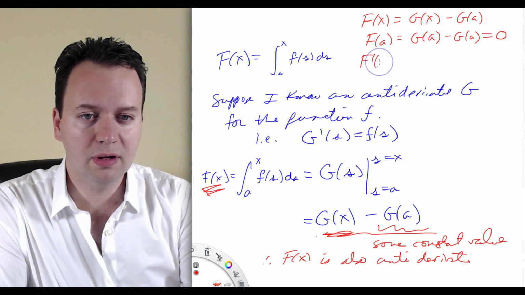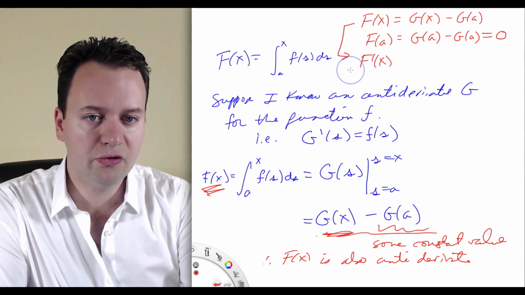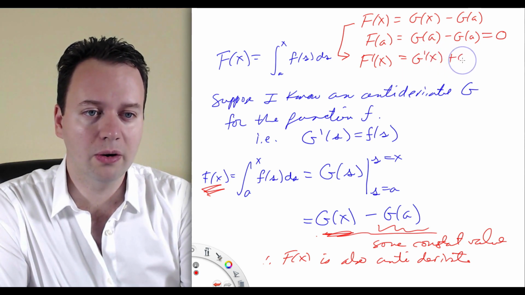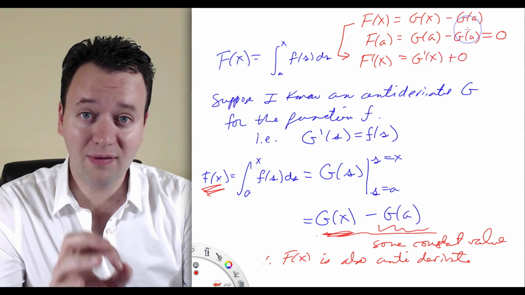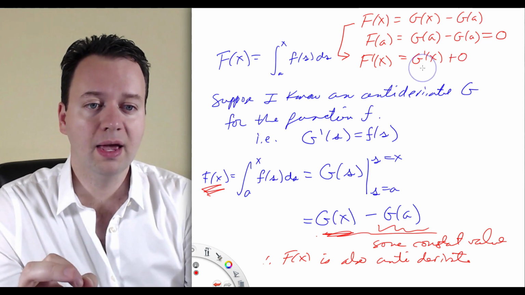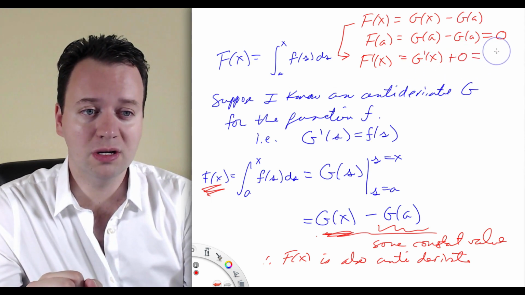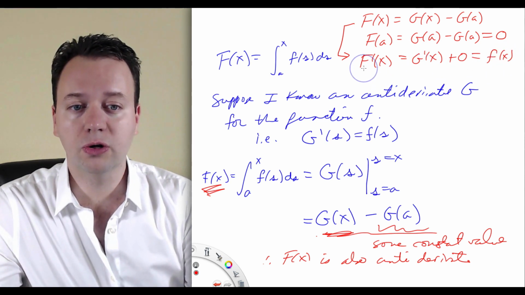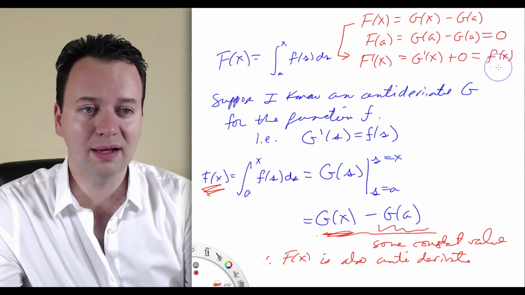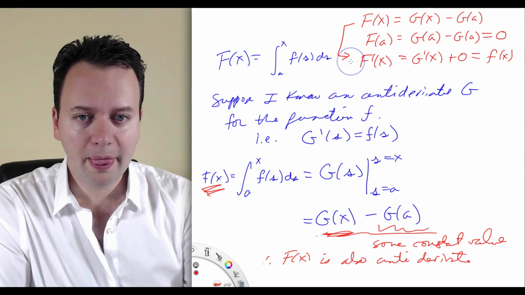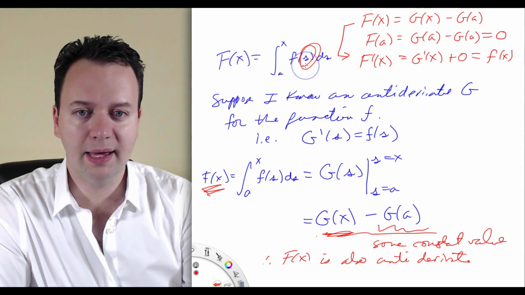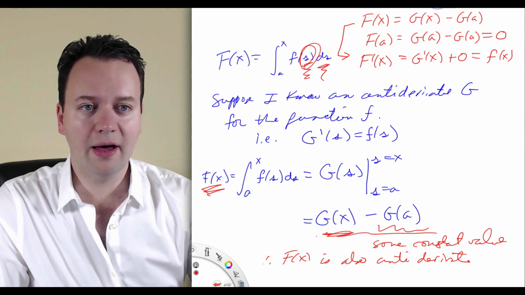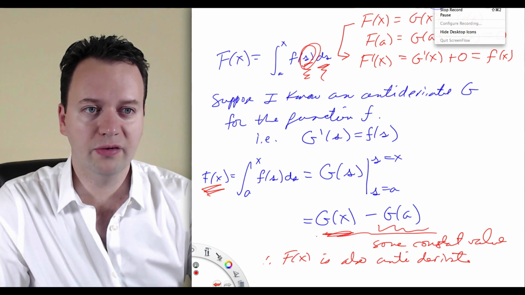And if I take the derivative, so this one's coming back from the first line, well, it's just equal to g prime of x plus 0, because the capital G of a is just a constant, so its derivative is 0. Now g prime of x, by definition, is little f of x, because capital G is an antiderivative for little f. So that shows that capital F prime of x is equal to little f of x. So the thing to notice is that we want to use a different value for the variable of integration.